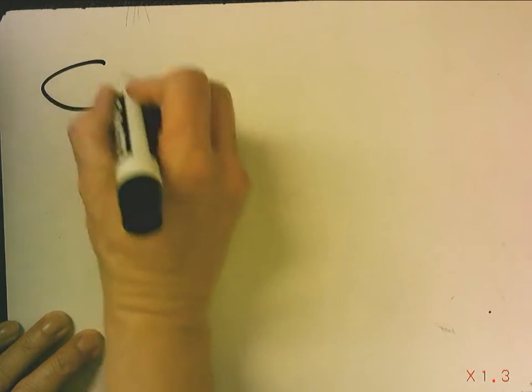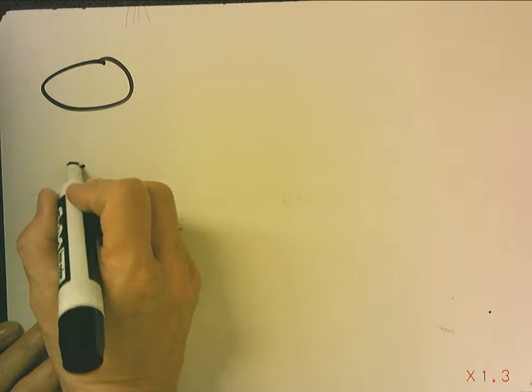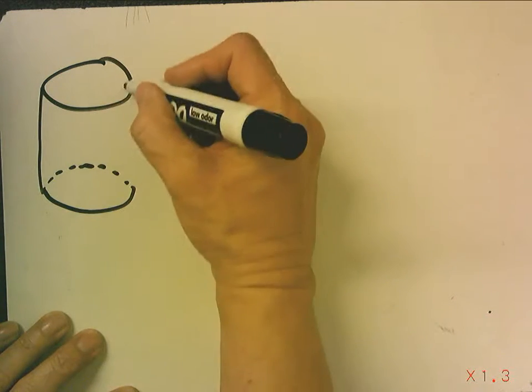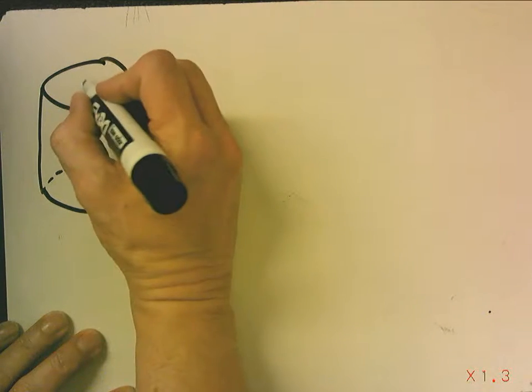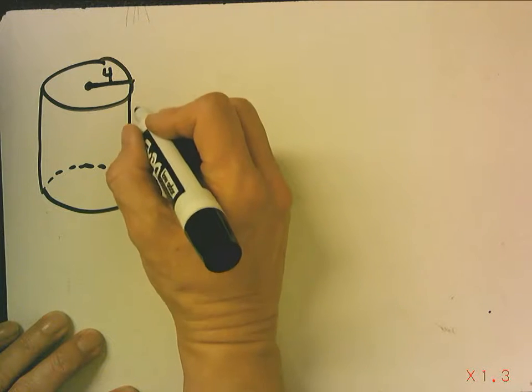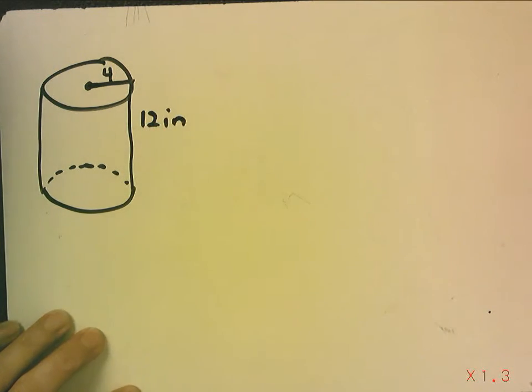Now we're going to do surface area of a cylinder. So this is the top of your cylinder. This is the bottom of your cylinder. Here are your sides. This particular cylinder has a radius of 4 and a height of 12 inches.